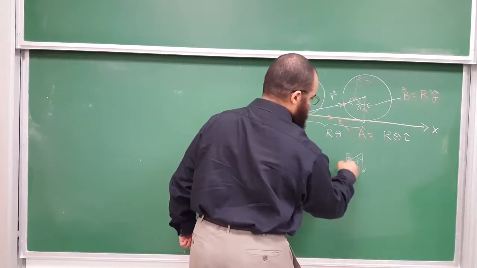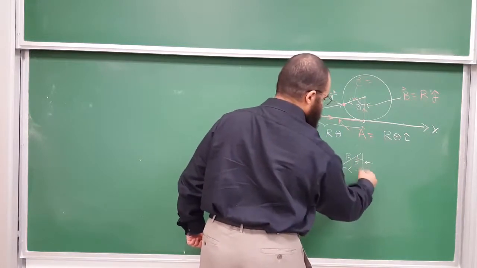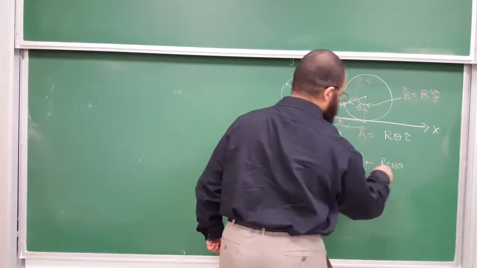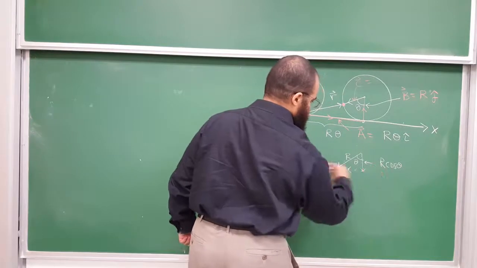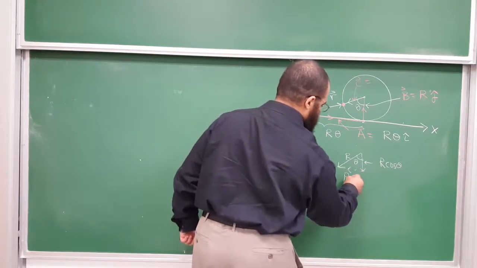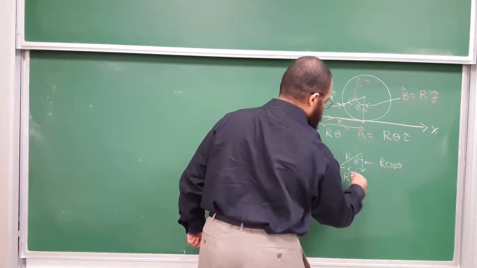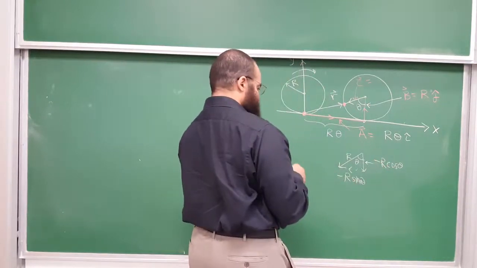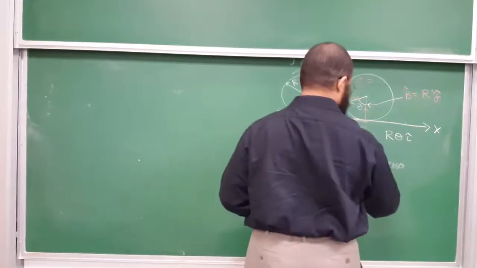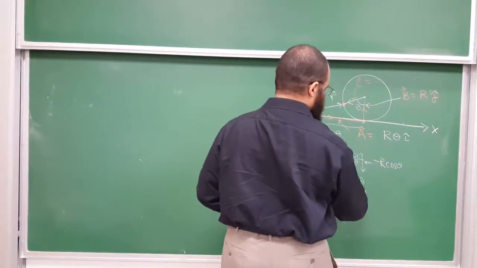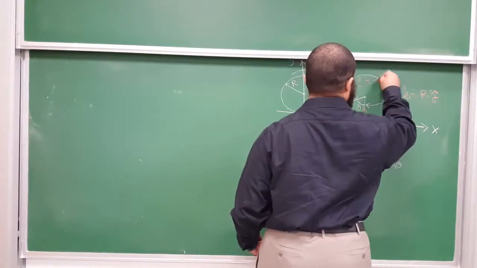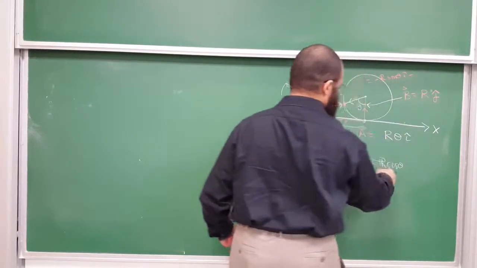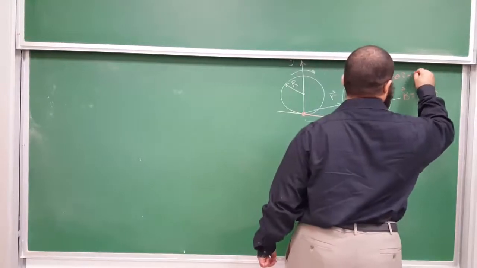So if this is R, then this side here is the adjacent to theta, so it's R cosine theta, but it's downward. And this one will be the opposite to theta, so it's R sine theta, but it's to the left. So this one downward is negative, and this one to the left is negative. So this vector C will be negative R sine theta in the i hat direction, and minus R cosine theta in the y direction.